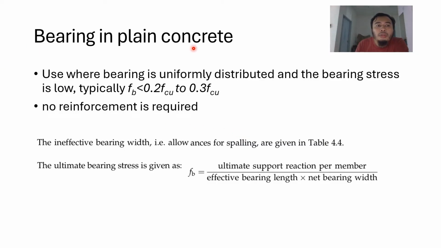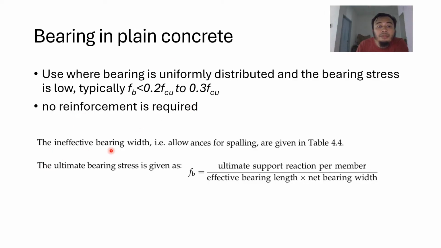So bearing in plain concrete is used where bearing is uniformly distributed and the bearing stress is low. So you don't have any reinforcement on your bottom component. Typically your maximum bearing force should be less than 20% of your concrete uniaxial compressive strength, or up to 30%. Let's say you have a 50 grade concrete, so 30% of 50 is 15. So that is your maximum bearing force. If this complies, no reinforcement is required.